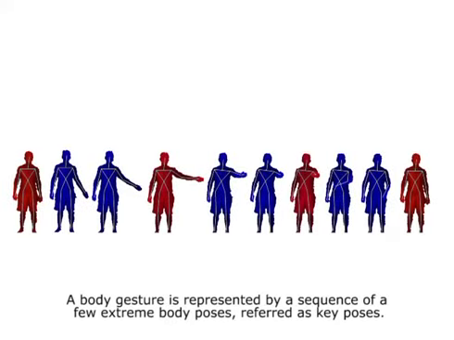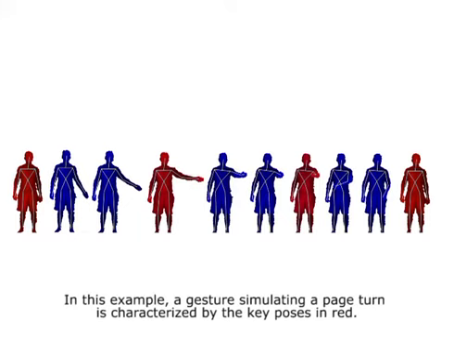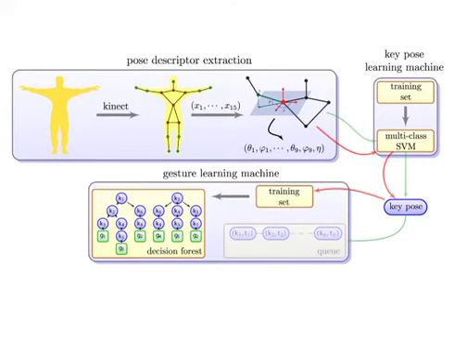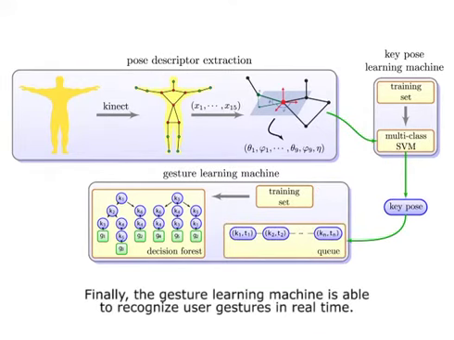A body gesture is represented by a sequence of a few extreme body poses, referred as key poses. In this example, a gesture simulating a page turn is characterized by the key poses in red. After training the key pose learning machine, the user is allowed to execute and label examples of gestures, which are organized in a decision forest. Finally, the gesture learning machine is able to recognize user gestures in real time.